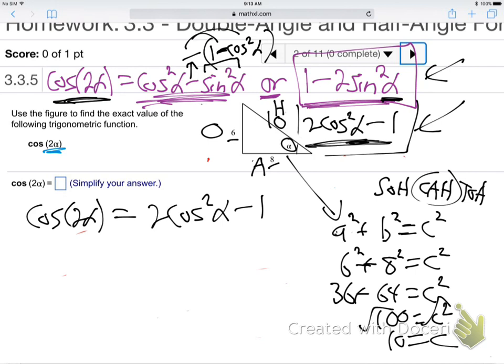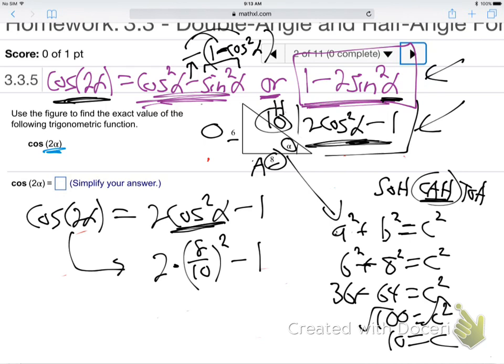So what's the cosine, then, of regular alpha? Excuse me. Adjacent over hypotenuse? 8 over 10. Oh, squared, huh? Almost forgot the square. You with me? So 2 times the cosine of alpha, 8/10, squared, minus 1. That's the cosine of double alpha. So let's figure that out. Square this, it'd be 64 over 100, minus 1.